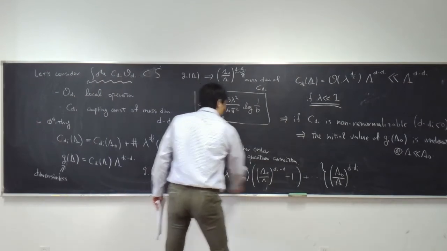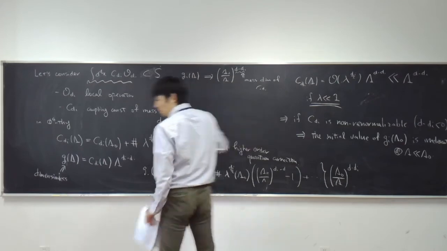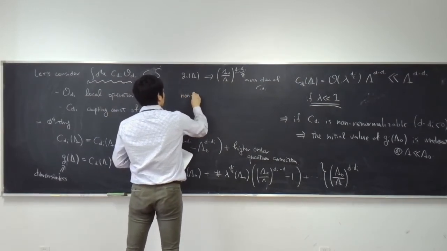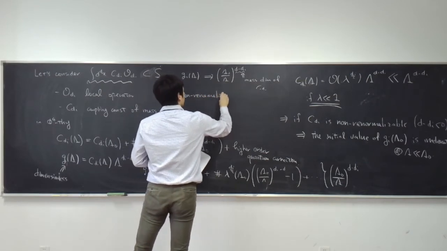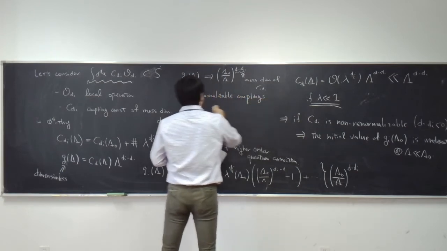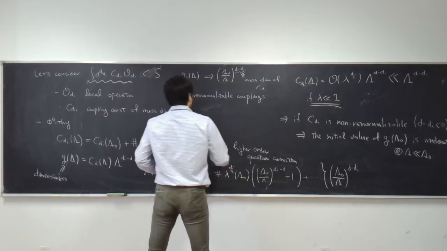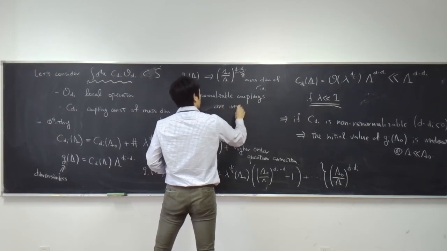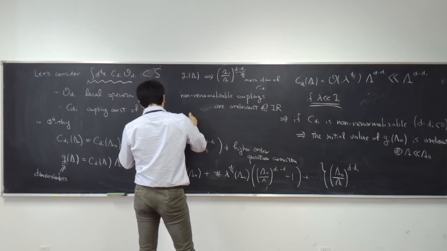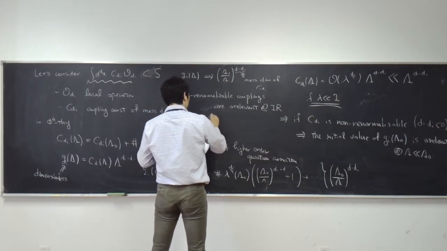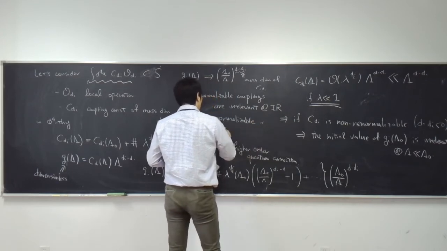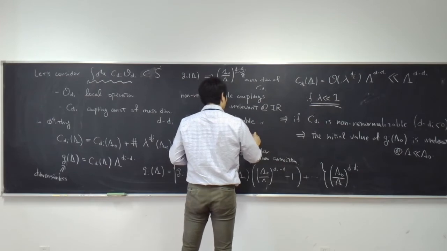So therefore, this means that the non-renormalizable term couplings are irrelevant at IR, whereas the super-renormalizable couplings are relevant at IR.